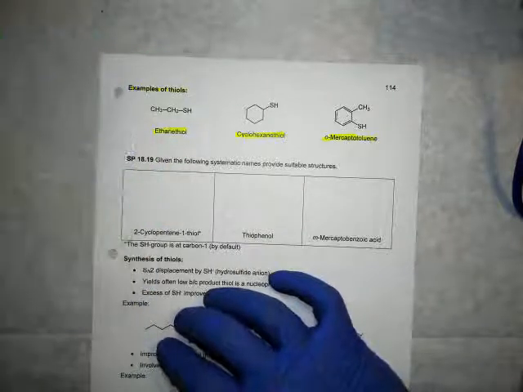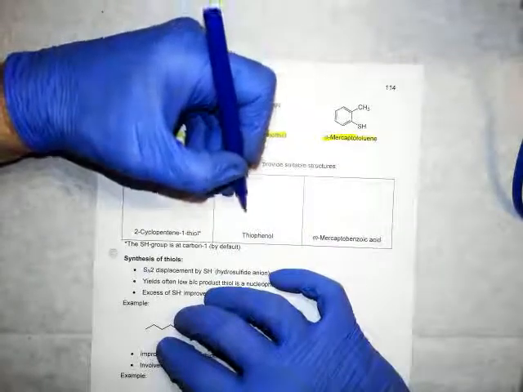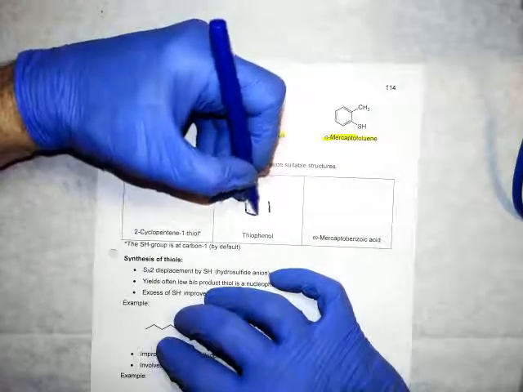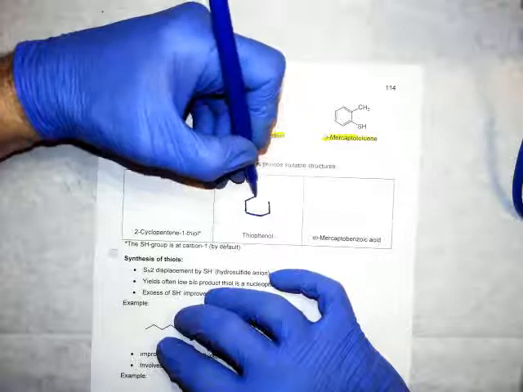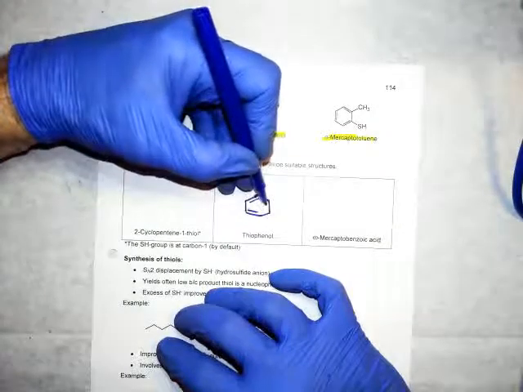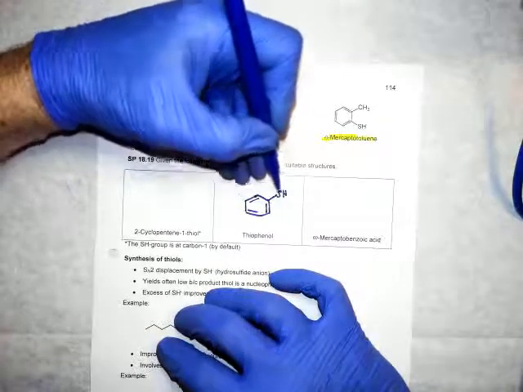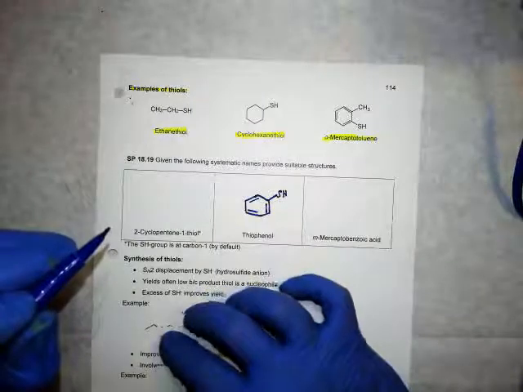Now that brings us to the parent compound for that, which is called thiophenol. What would thiophenol look like? Well, you may remember what phenol was. What was phenol? Phenol has an OH group, right? So here, we have an SH group. So this would be thiophenol.